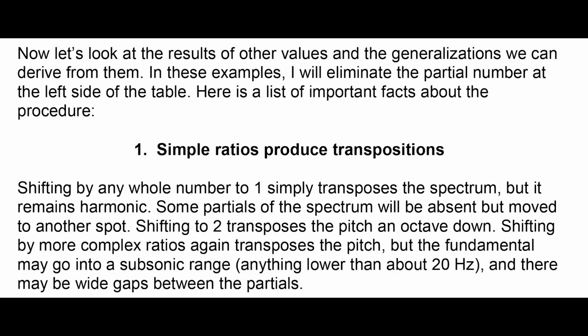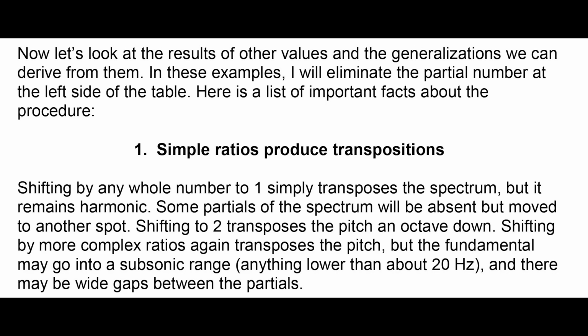1. Simple ratios produce transpositions. Shifting by any whole number to 1 simply transposes the spectrum, but it remains harmonic. Some partials of the spectrum will be absent, but moved to another spot. Shifting to 2 transposes the pitch an octave down. Shifting by more complex ratios again transposes the pitch, but the fundamental may go into a subsonic range, anything lower than about 20 Hz, and there may be wide gaps between the partials.